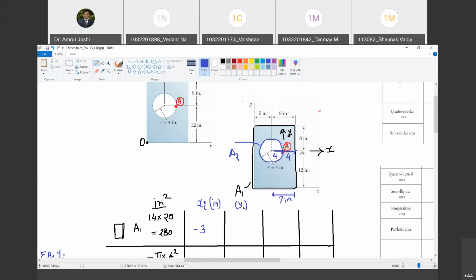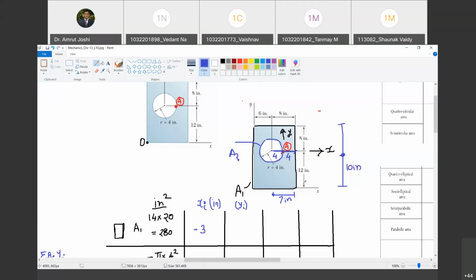So you can see that A is located at a distance of 8 inches. The total distance is 20 inches. Therefore, the centroid of the rectangle lies at a distance of 10 inches. And up to A, the distance is 12 inches.